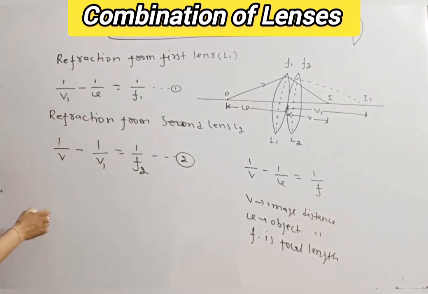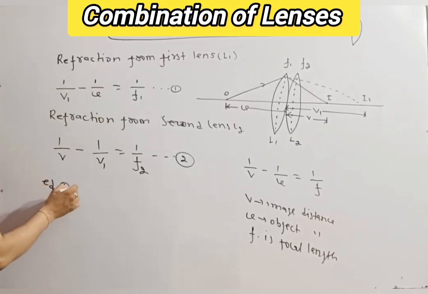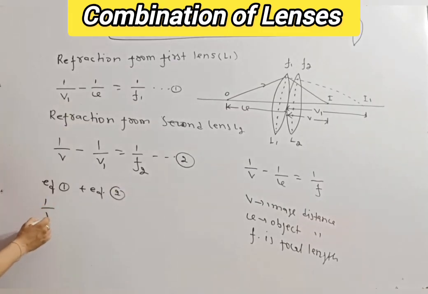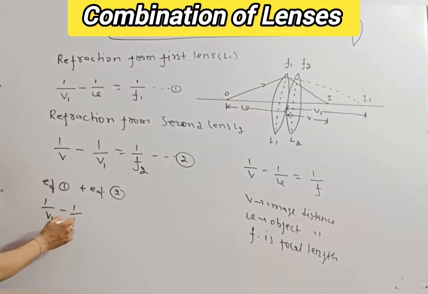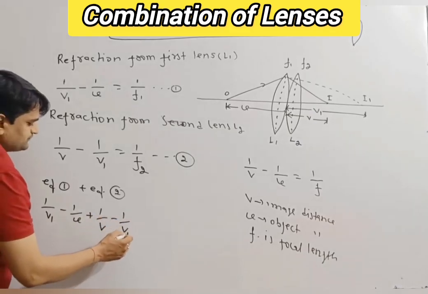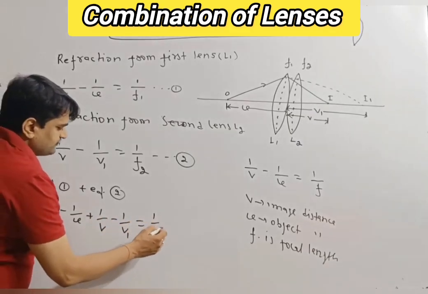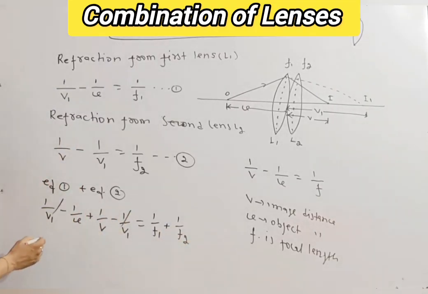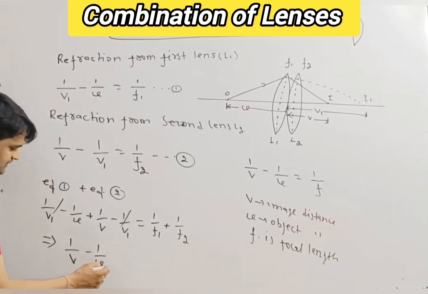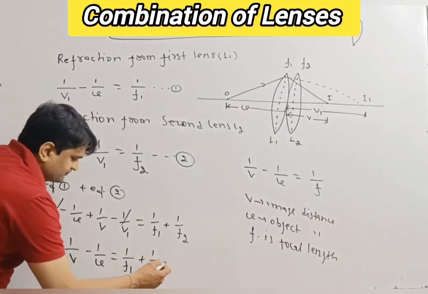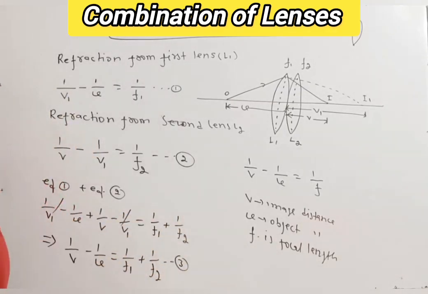Let us add the two equations, equation 1 plus equation 2. It will be 1 upon V1 minus 1 upon U plus 1 upon V minus 1 upon V1 equal to 1 upon F1 plus 1 upon F2. V1 cancels out and it is 1 upon V minus 1 upon U equal to 1 upon F1 plus 1 upon F2. Equation number 3.